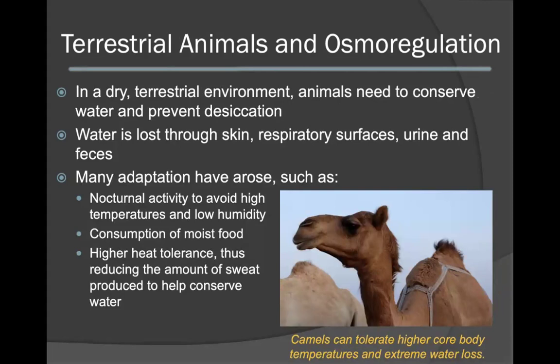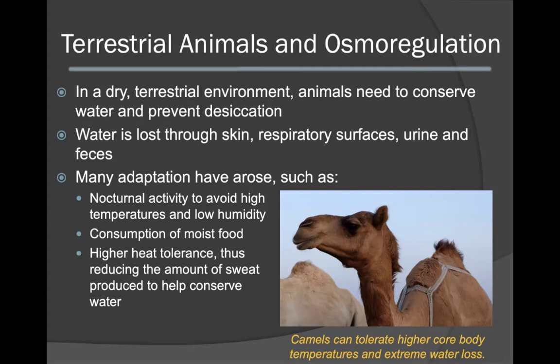Terrestrial animals also show adaptations for osmoregulation. In dry terrestrial environments, animals need to conserve water and also to prevent desiccation. Water is constantly being lost through the skin, the respiratory surfaces, in urine, as well as in the production of feces.